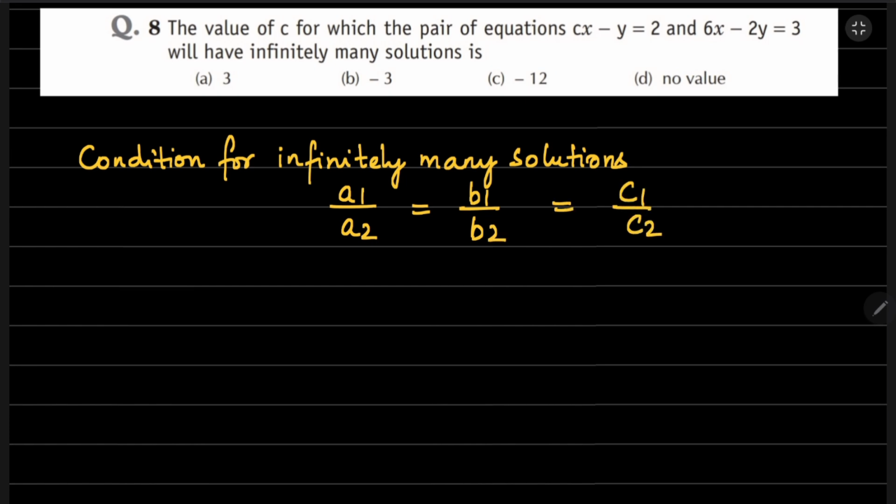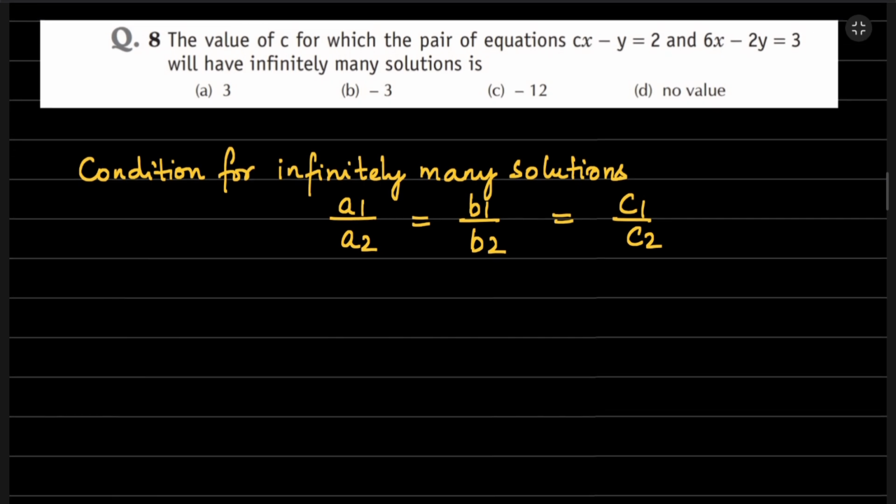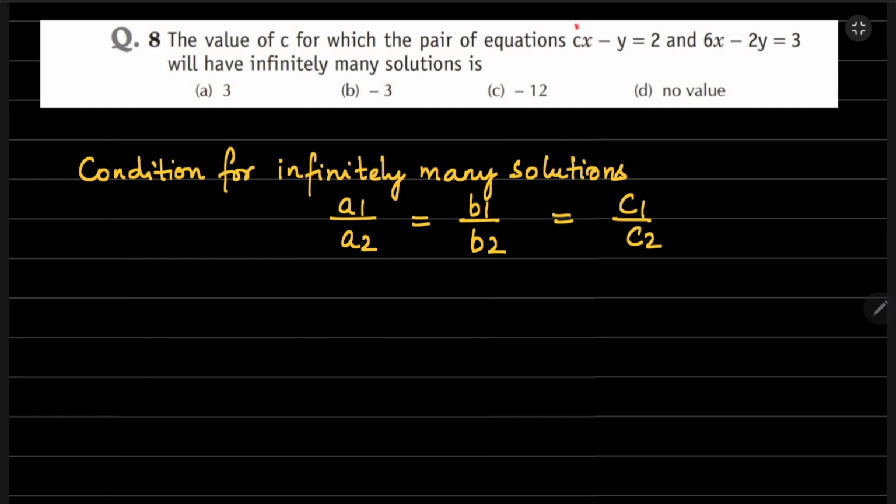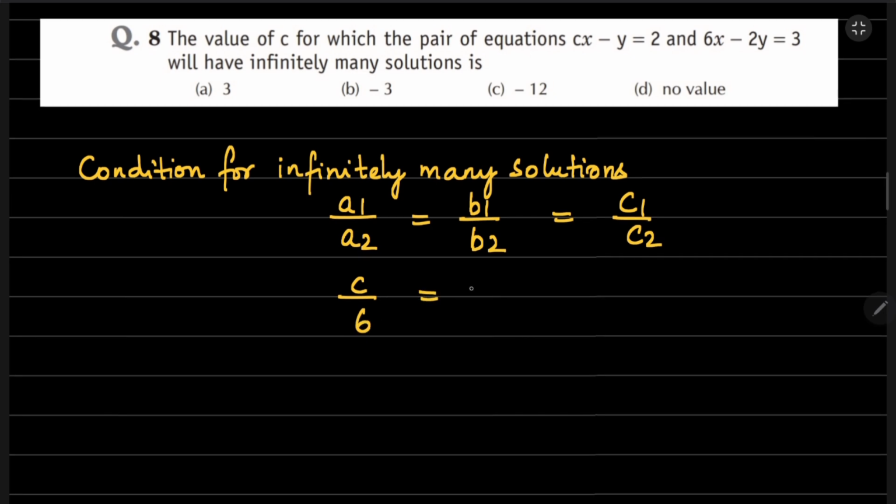You have to find the value of C for which the pair of equations will have infinitely many solutions. So let's just plug in the values. What is A1 by A2? From the equation, can we directly write C by 6? A1 by A2 is C by 6, which will be equal to B1 by B2.